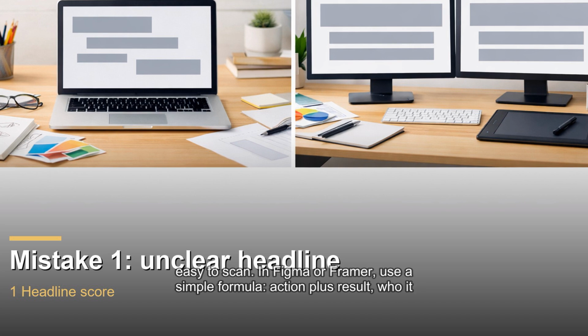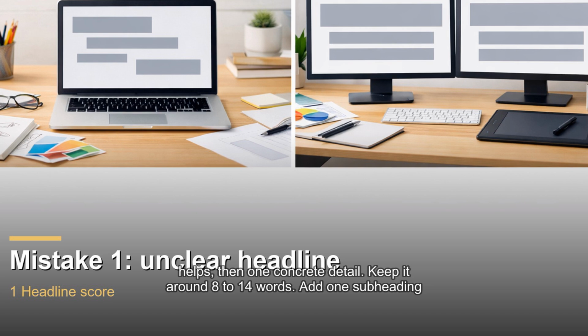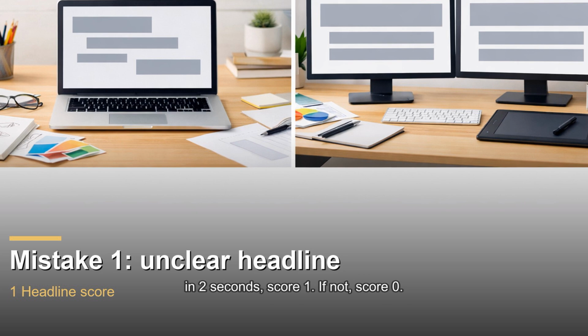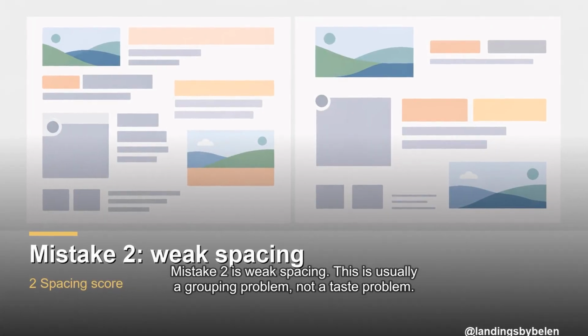In Figma or Framer, use a simple formula. Action plus result, who it helps, then one concrete detail. Keep it around 8 to 14 words. Add one subheading under it for context. Show a before and after swap on screen. If your hero is clear in 2 seconds, score 1. If not, score 0.